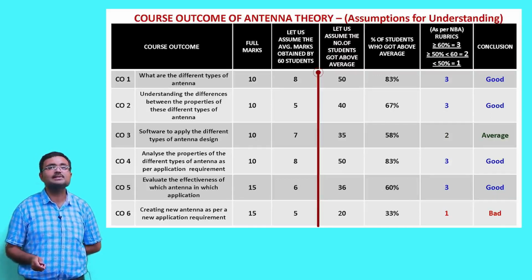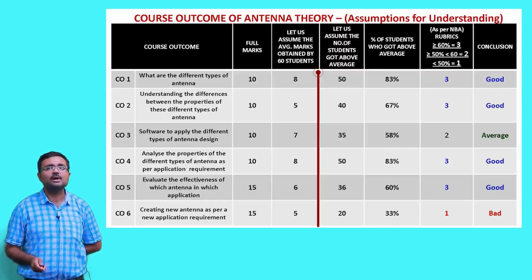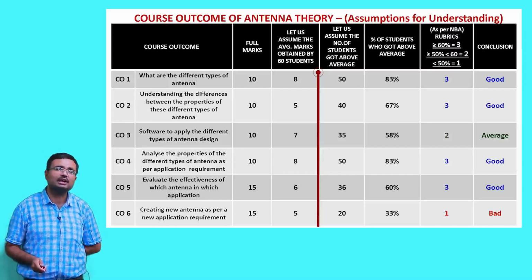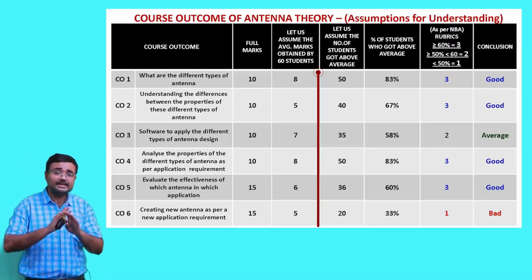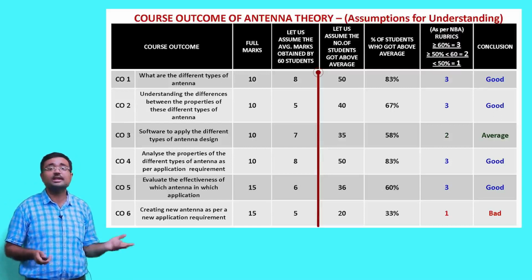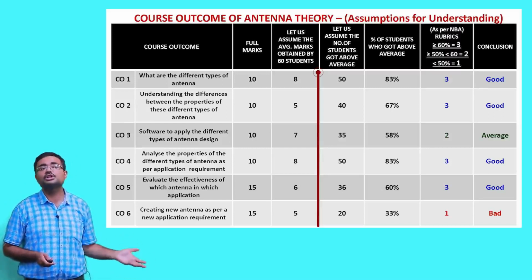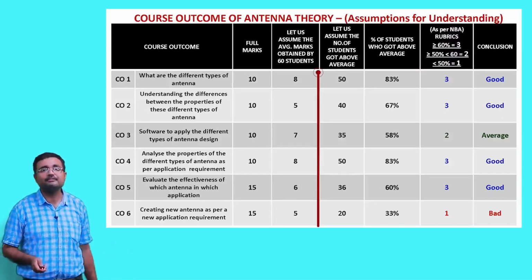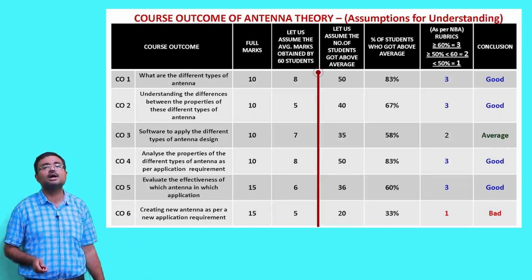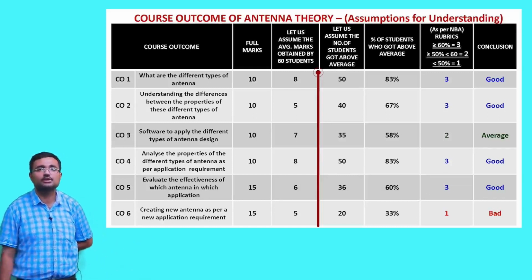The average marks in CO2, suppose it comes 5 out of 10. The average marks in CO3, suppose it comes 7 out of 10. Average marks in CO4 comes 8 out of 10. Average marks in CO5 comes 6 out of 15, and average marks of CO6 say comes 5 out of 15. But again, these are all examples. This average can definitely vary from students to students, from classes to classes. I have taken an example, these are the average marks obtained by the students.